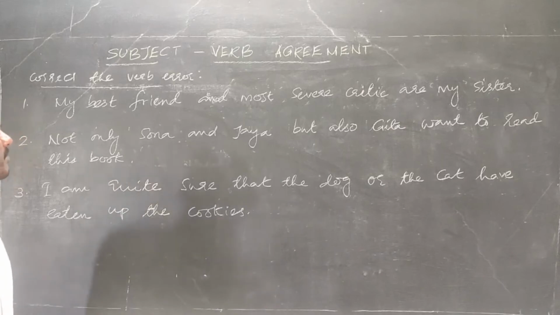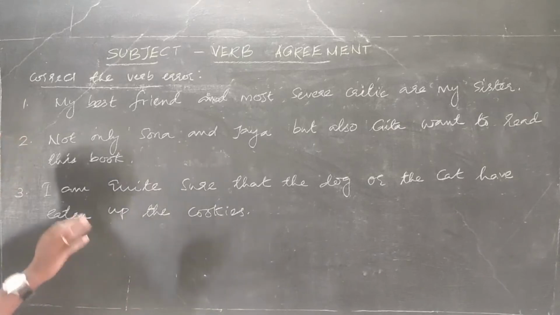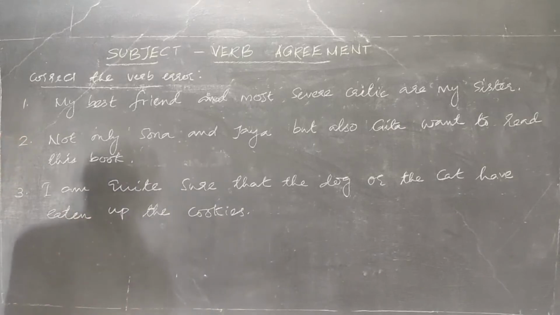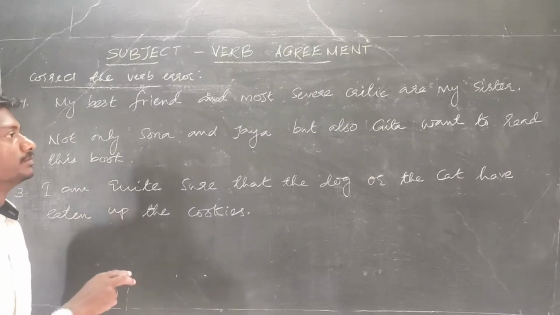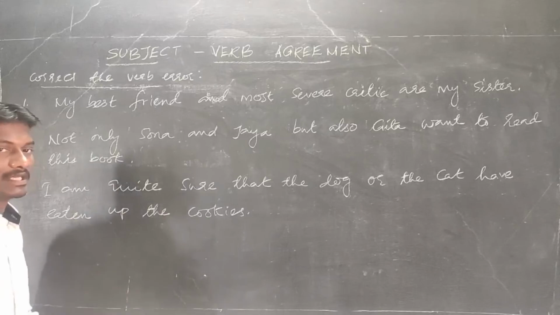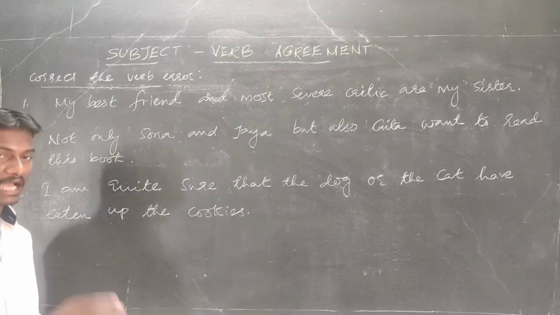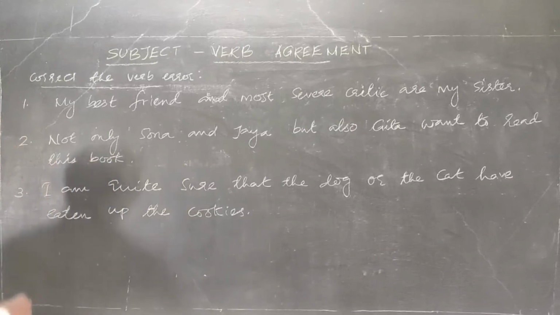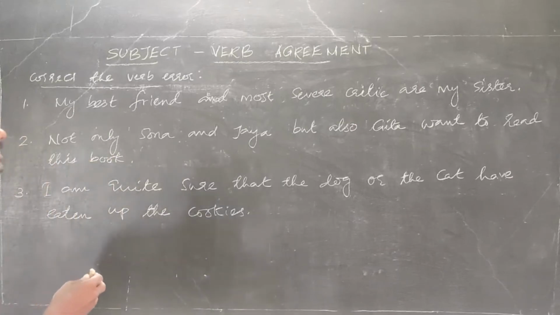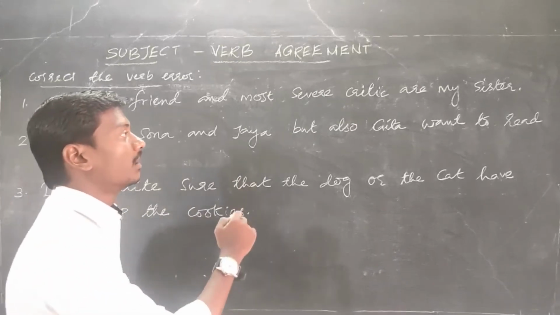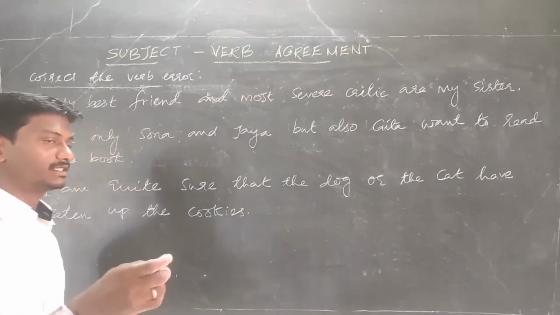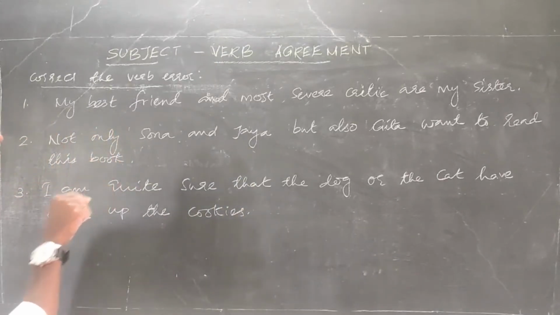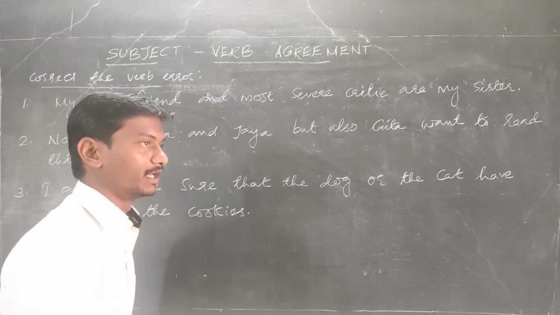Students, we have some examples to correct the verb error. We have errors in the verbs. We have to replace them and write the correct verb. For example, the first one, my best friend and most severe critic are my sister. Just listen. My best friend and most severe critic are my sister.